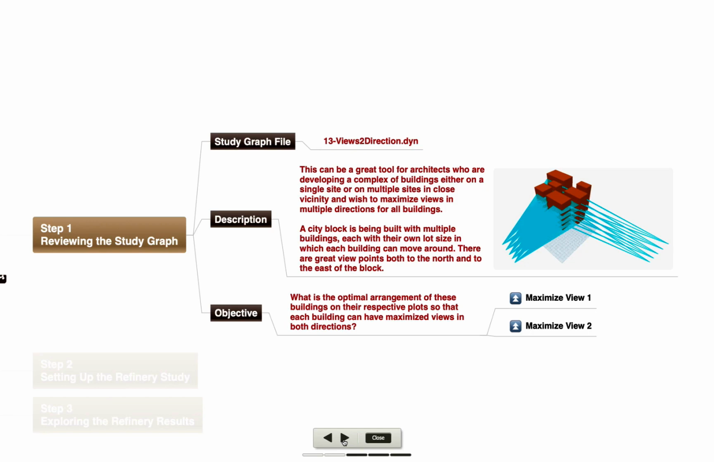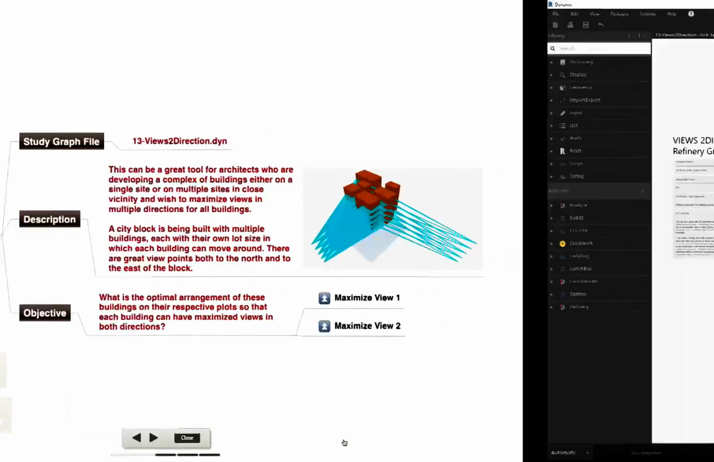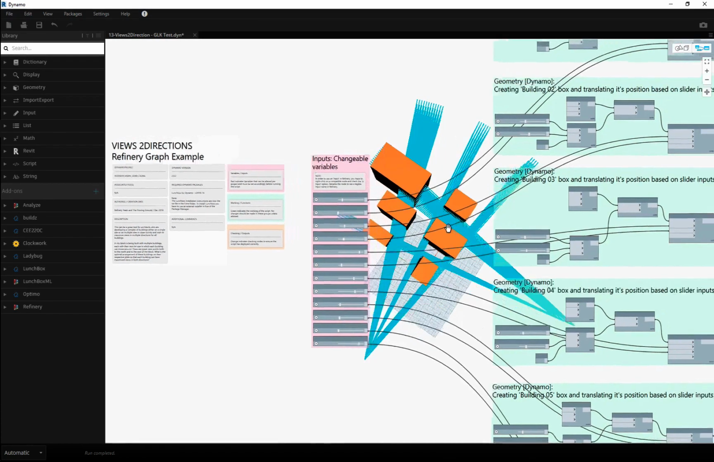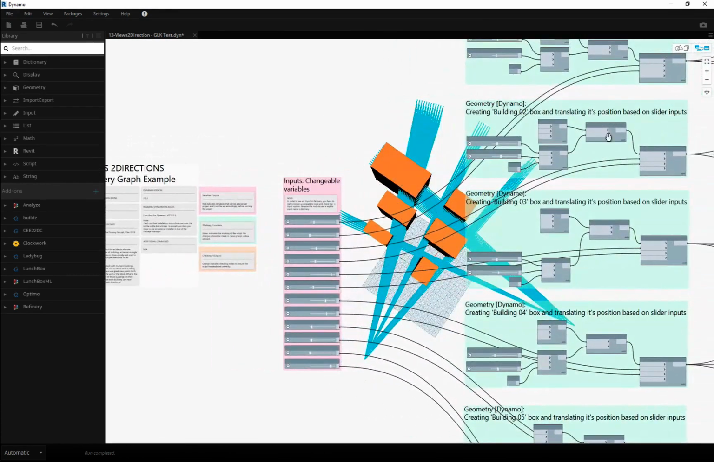Then really thinking around what is the optimal arrangement of the buildings, so what are their locations to provide the maximum number of views in each of those different directions, the maximum number of views to the south and the maximum of views to the east. So just to give you a sense of what the model looks like, there's a lot of logic in here that basically controls the location of these different orange buildings. Let me close that up.